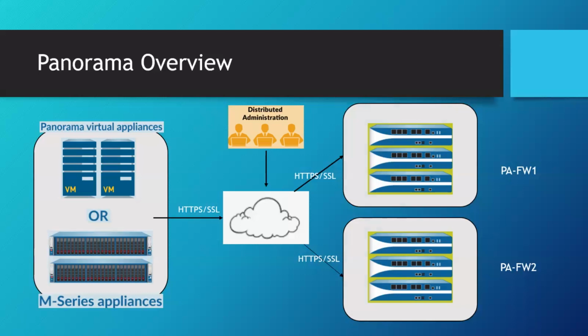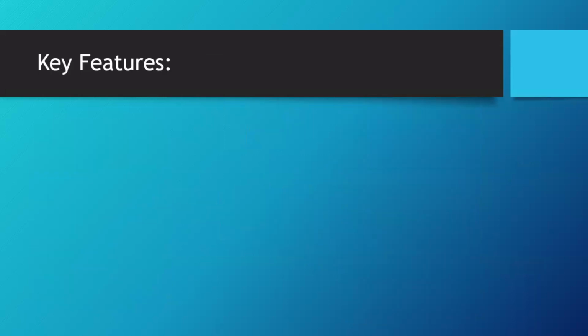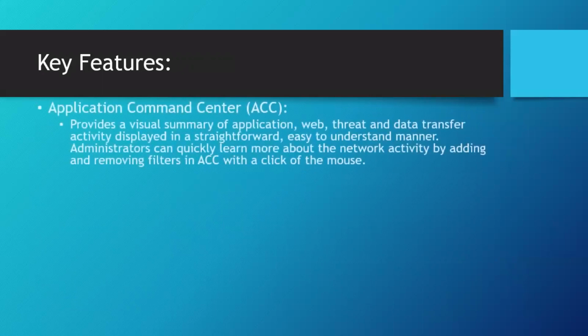Now let's talk about the key features that Panorama provides us. First of all, as I said, it's the ACC, the Application Command Center, which provides a visual summary of application, web, threat, and data transfer activities displayed in a straightforward, easy to understand manner. Administrators can quickly learn more about the network activity by adding and removing filters in the ACC with a click of the mouse. This ACC is quite similar to the ACC you saw in the Palo Alto firewalls.